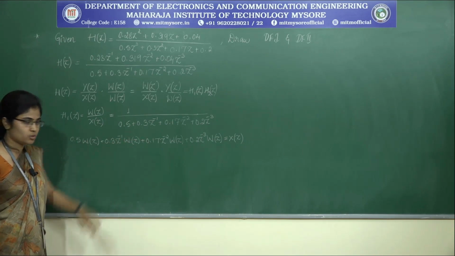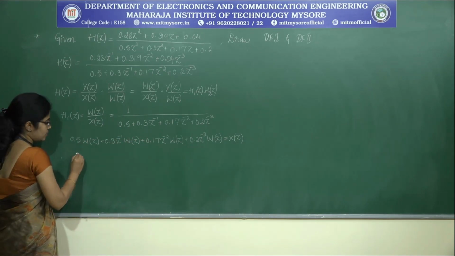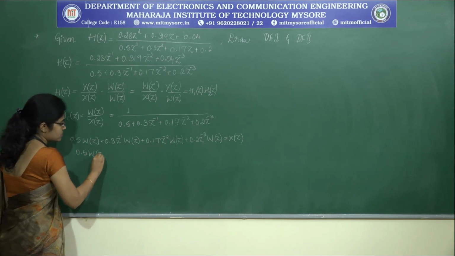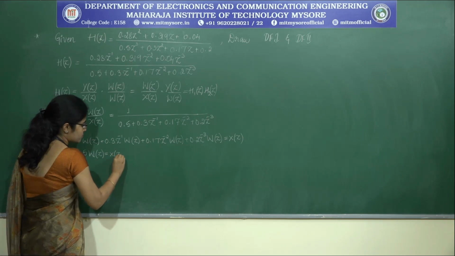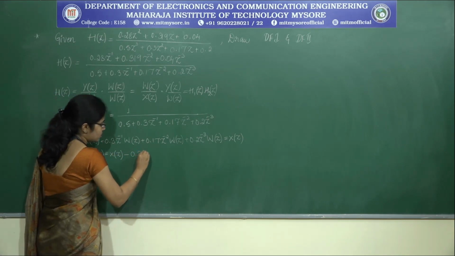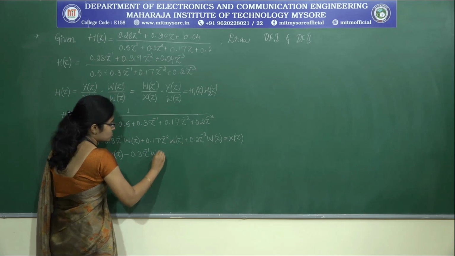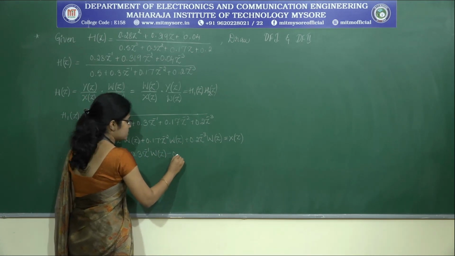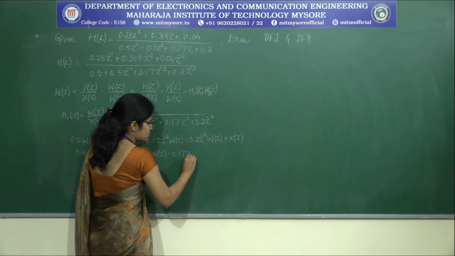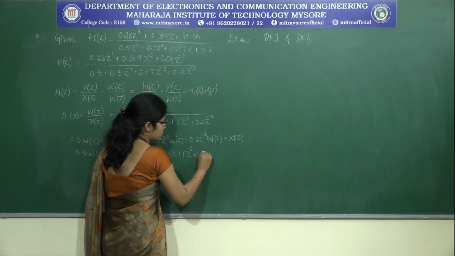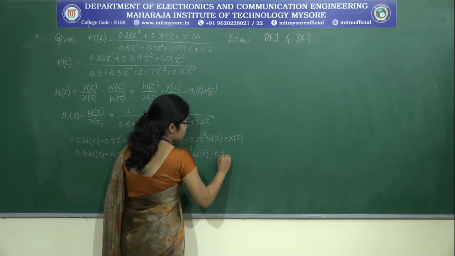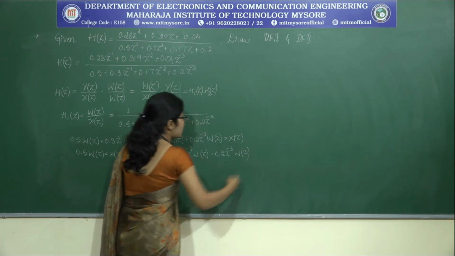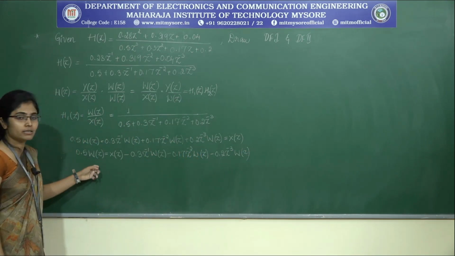So, let us move the rest of the terms towards the right hand side. So, that will be 0.5 into w of z, which is equal to x of z minus 0.3 into z power minus 1 into w of z plus minus 0.17 into z power minus 2 into w of z minus 0.2 into z power minus 3 into w of z. Now, I wanted only w of z in the left hand side.